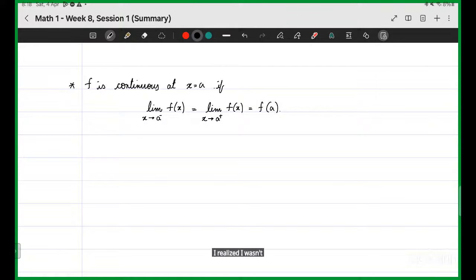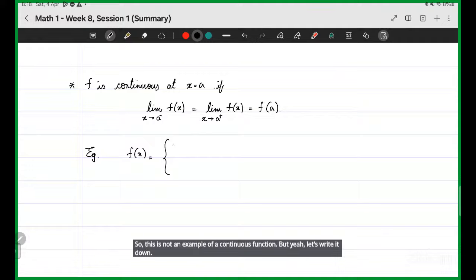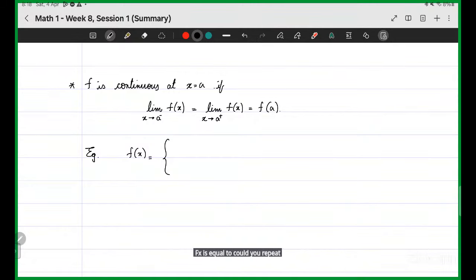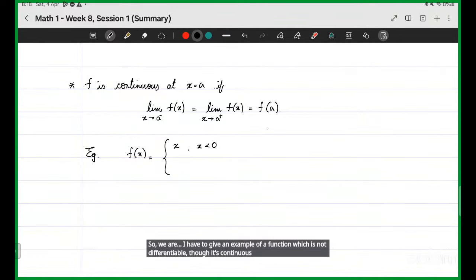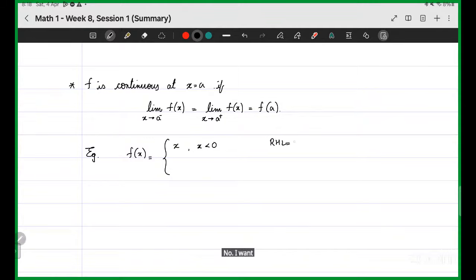So f(x) is equal to x when it's less than 0. So this is not an example of a continuous function, but let's write it down. f(x) is equal to x when x is less than 0. Okay. So I have to give an example of a function which is not differentiable, though it's continuous, right? No, I want RHL equal to LHL, but f of a is not equal to either of those.